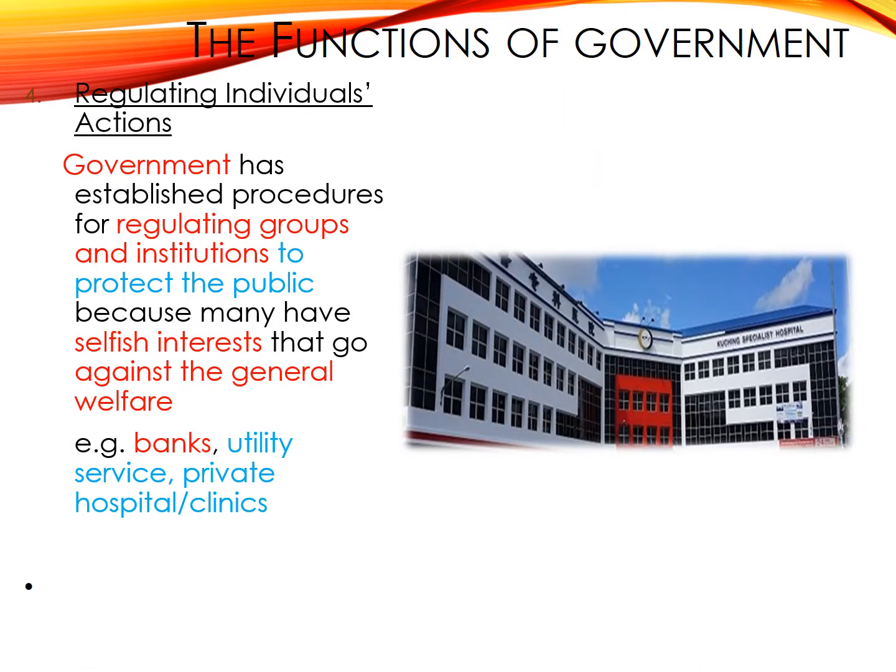Function number 4 of a government is regulating individuals' actions. As modern societies have developed, many groups and institutions have developed to perform various functions. Some perform important social services, but many also have selfish interests that go against the general welfare. Then government may find it necessary to regulate their activities. For example, the service utilities. If left to themselves, they might charge excessive prices and give poor service. So to protect the public, the government has established procedures for regulating them.